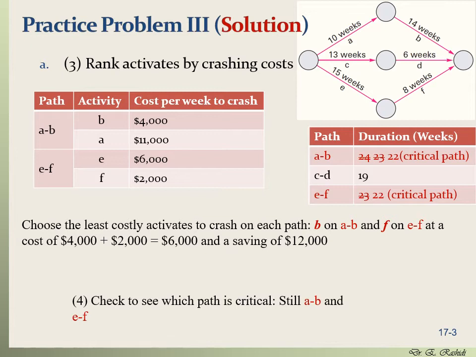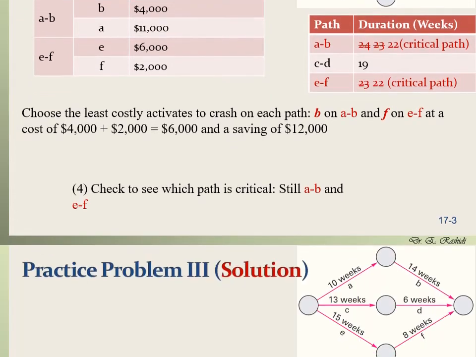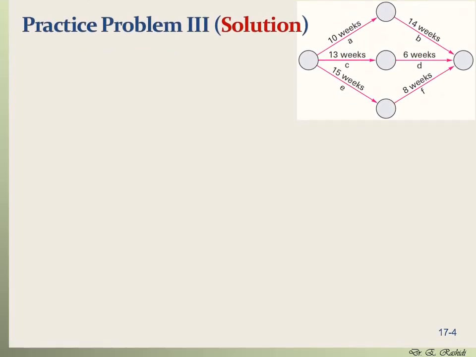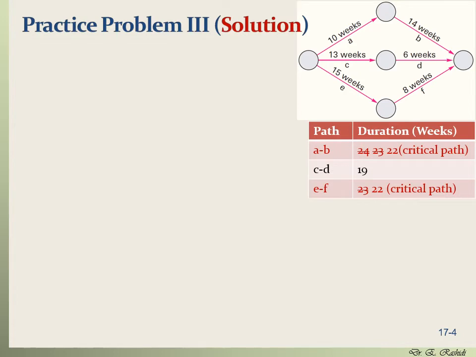Now we need to check to see which path is critical. So both path AB and EF are still critical here. We still keep continuing to crash the project as long as it's possible. So let's take a look at the paths that we have. We have path AB with 22 weeks length and path EF with 22 weeks length. So we have two critical paths.